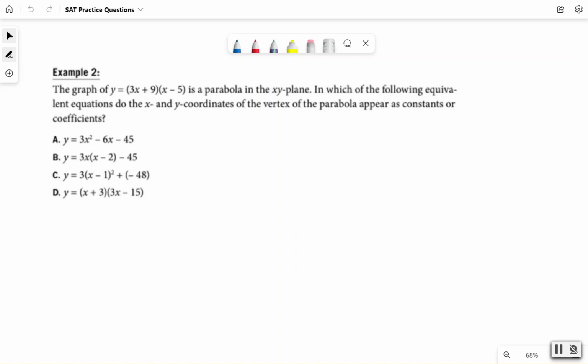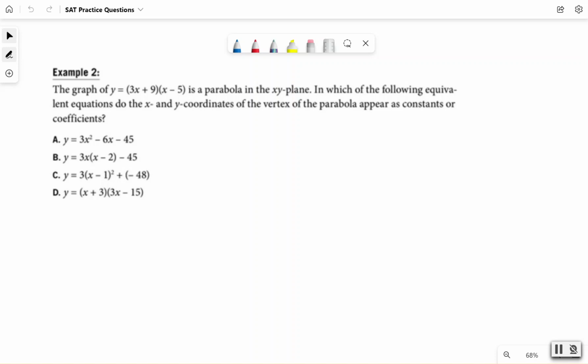Here we're taking a look at an example 2. Here it says the graph of y equals (3x + 9)(x - 5) is a parabola in the xy plane. In which of the following equations do the x and y coordinates of the vertex of the parabola appear as constants or coefficients?